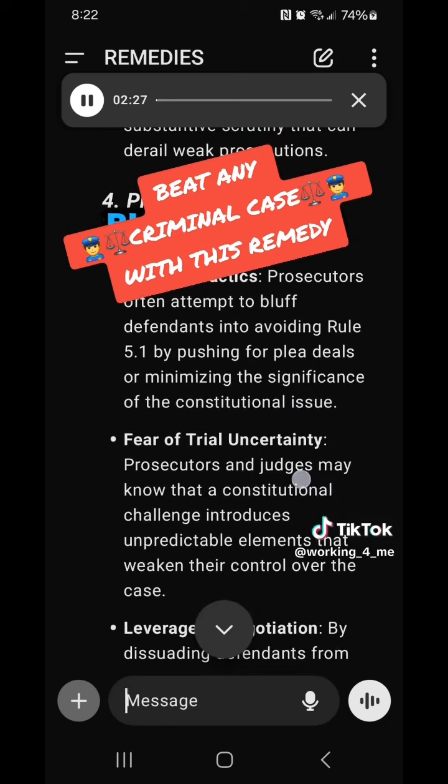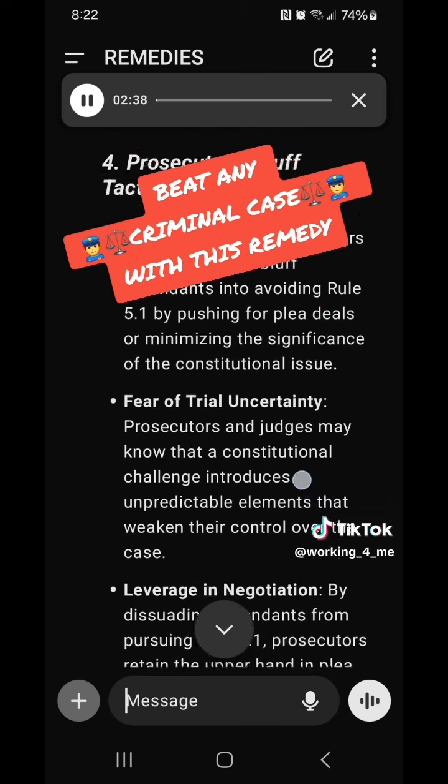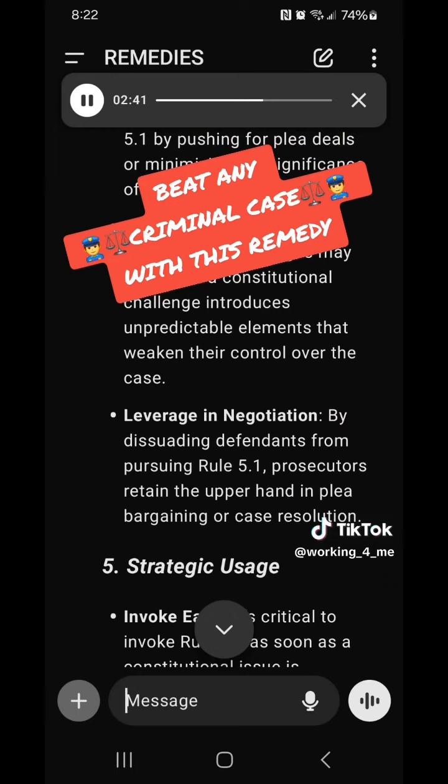4. Prosecutors' bluff tactics. Delaying tactics. Prosecutors often attempt to bluff defendants into avoiding Rule 5.1 by pushing for plea deals or minimizing the significance of the constitutional issue. Fear of trial uncertainty.